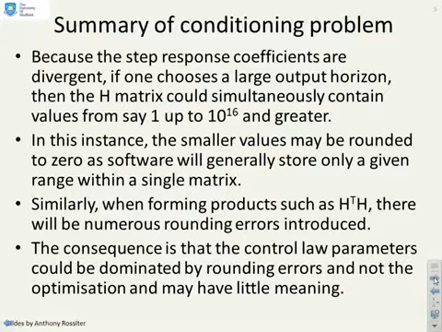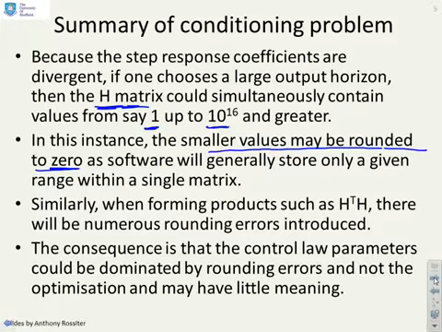So because the step response coefficients are divergent, if you choose a large output horizon, the H matrix could simultaneously contain values from, let's say, 1 up to 10^16 and bigger. And I've chosen 10^16 because normally software like MATLAB will take 16 decimal places, but industrial software may not take anything like close to 16 decimal places. So in this instance, the smaller values may end up being rounded to 0, as the software will generally store only a given range of values within a single matrix.